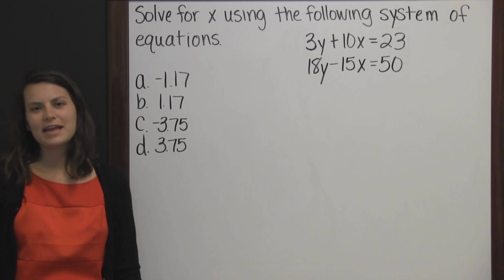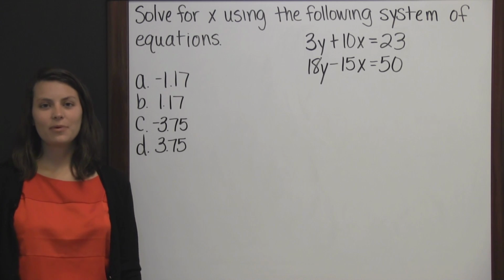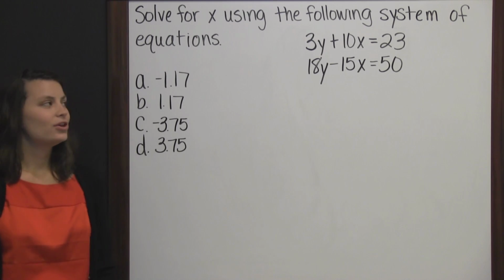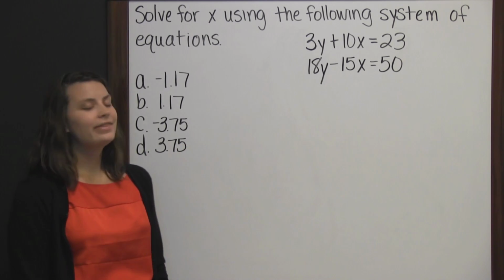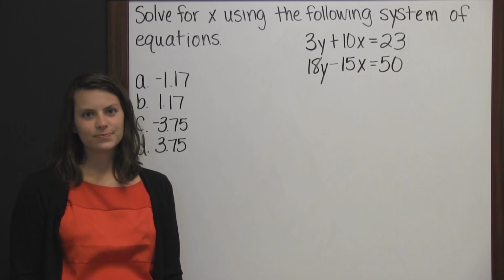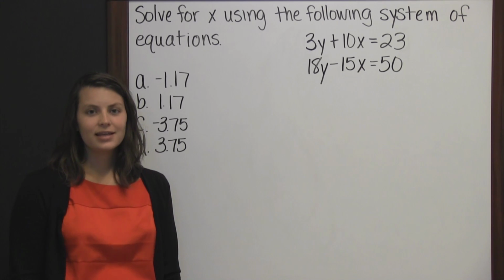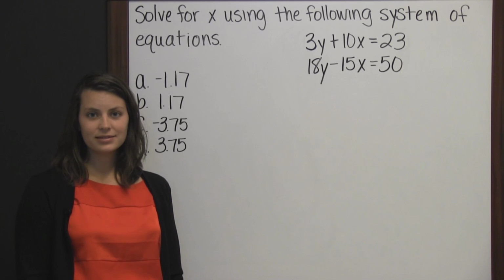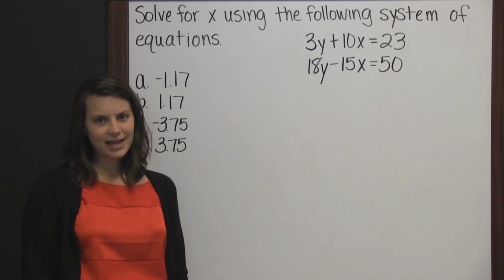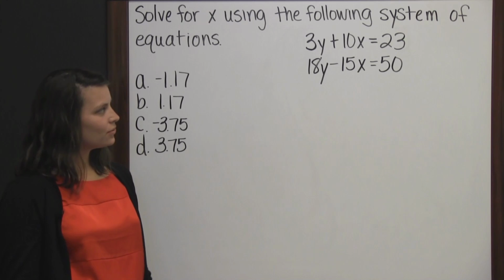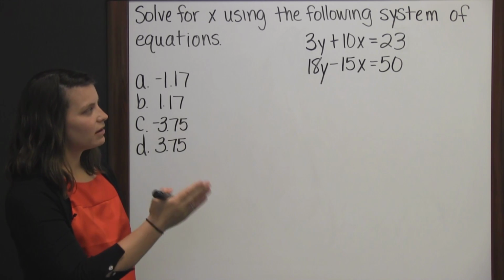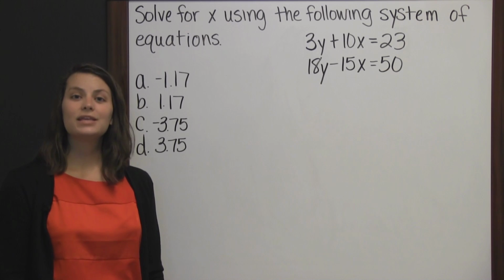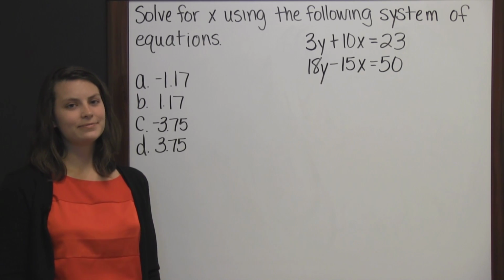There are many different ways to solve a system of equations. One is by graphing. You would graph the two lines and then see where they intersect. The solution is the ordered pair of the intersection of those lines, because the intersection is the only ordered pair that will satisfy both equations and make them both true, since it's the only point they have in common.